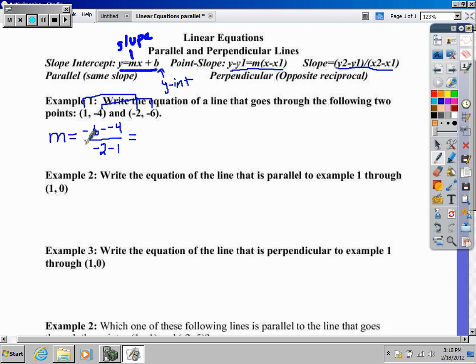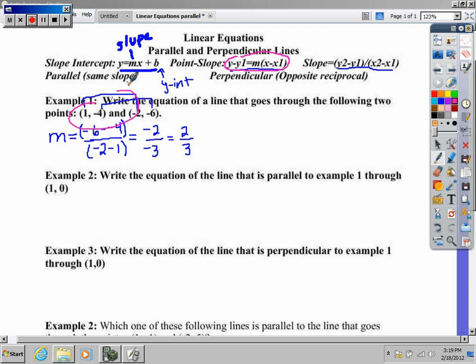Be very careful with the negatives. Now if you put this in your calculator, you need to put parentheses around the entire numerator. So we go -6 minus -4 is really like -6 plus 4, so that turns into -2 over -2 minus 1, which is a -3. Now a negative divided by negative turns positive, so we end up with positive 2/3. That's my slope. Now I need to go through that specific point, either (1, -4) or (2, -6). I would suggest in this case, just use the point-slope form of the equation of a line, which is located right there.